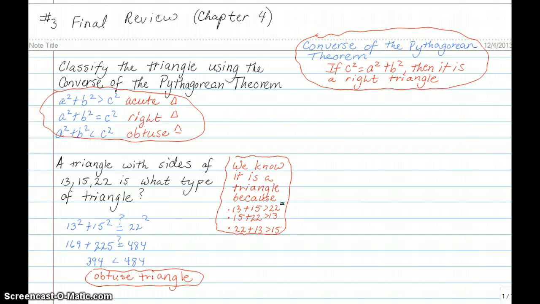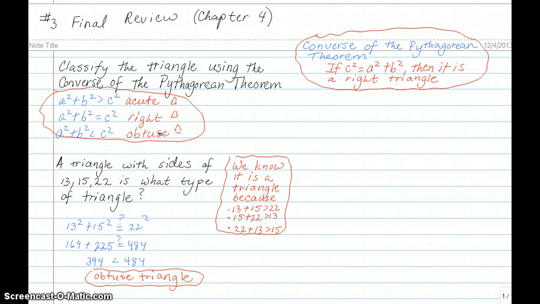All right, now back to the converse of the Pythagorean theorem. So we've got 13 squared shorter side, 15 squared shorter side is what compared to the longest side, which is 22 squared. 13 squared is 169, 15 squared is 225, 22 squared is 484. Please use your calculator for the larger ones. And then 169 and 225 is 394, which is less than 484, which means that looking at the pattern up here, a squared plus b squared is less than c squared. It's going to be an obtuse triangle.